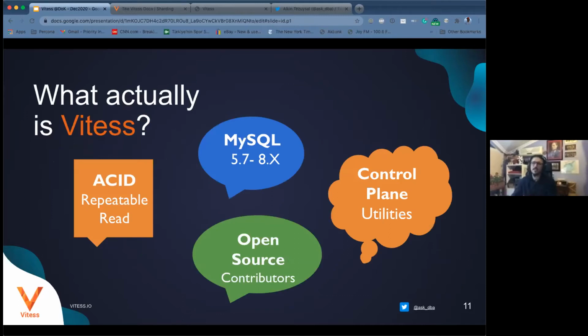What exactly is Vitess? Basically, Vitess is a MySQL driver. It has everything that MySQL has: ACID compliance, and MySQL 5.7 to 8.x compatibility. It has its own control plane, built-in utilities, or open source utilities that are commonly used in the market. It's also an open source project with multiple contributors, both from PlanetScale and outside of PlanetScale, and the users of Vitess are also contributors.